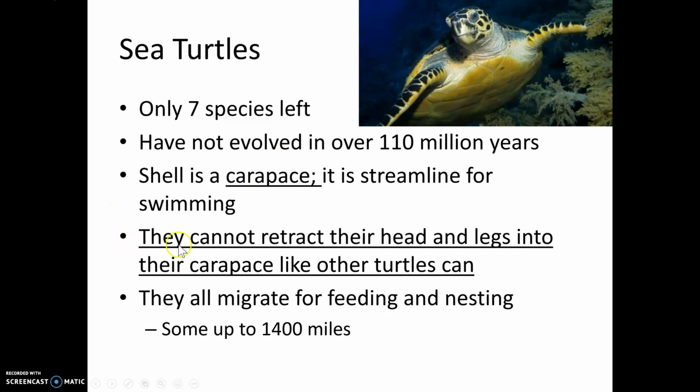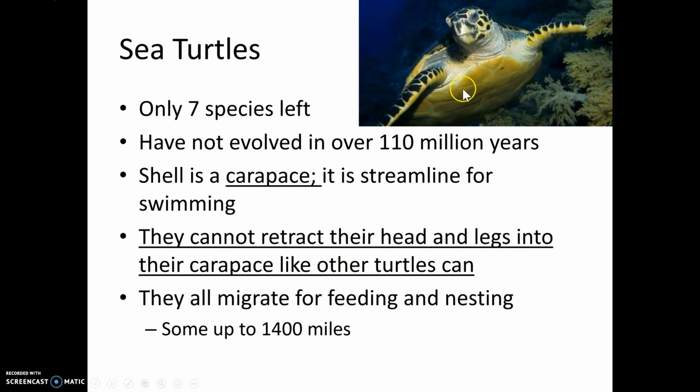Really interesting fact here is some turtles, land turtles specifically, are able to move their head and legs inside their shell for protection. But if you take a look at our sea turtle here, their skin is directly attached to their carapace. So they are actually not able to retract their head and legs into their shell like other turtles can. So that's another interesting fact about sea turtles here. Again, you can see that skin directly attached to our carapace.